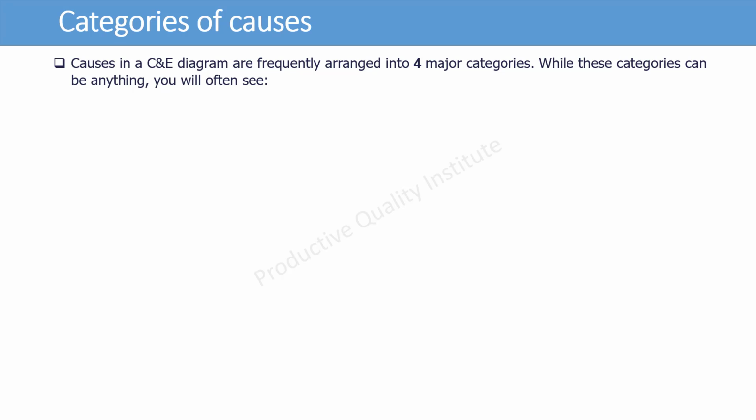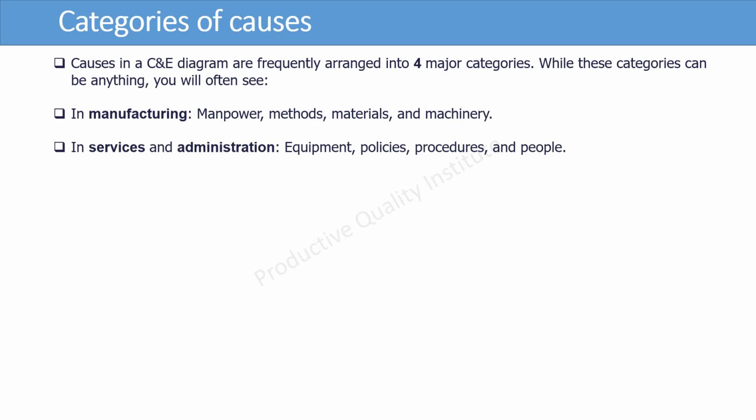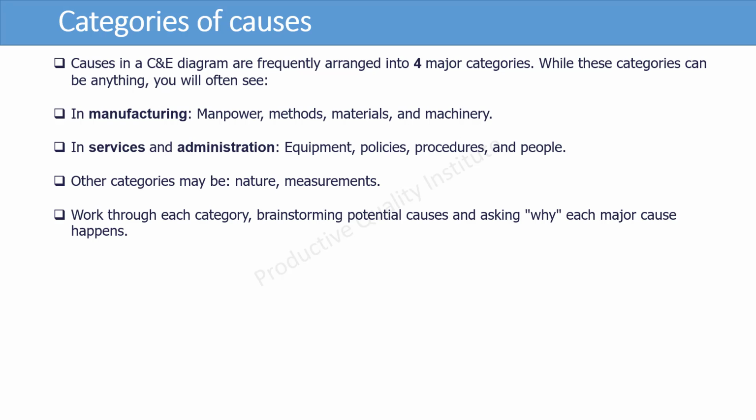Causes, in a cause and effect diagram, are frequently arranged into 4 major categories. While these categories can be anything, you will often see in manufacturing: manpower, methods, materials, and machinery; in services and administration: equipment, policies, procedures, and people. Other categories may be nature, measurements. Work through each category, brainstorming potential causes, and asking why each major cause happens.